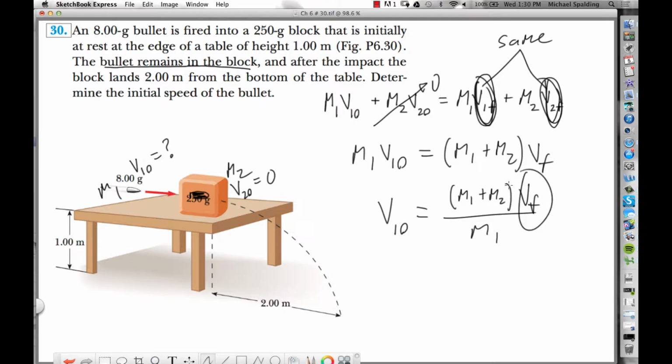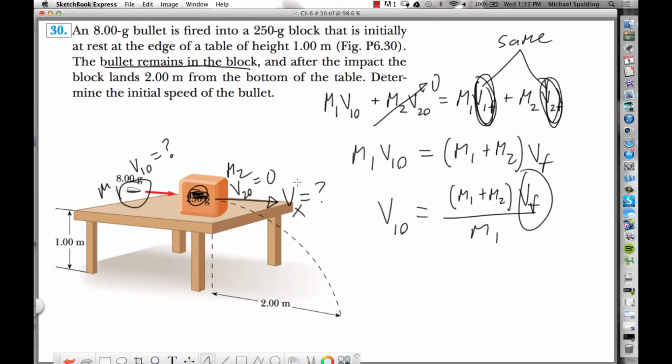V final. A very common thing, I've heard this 100 times, where kids think that V final is like down here. Is that what we mean by V final? Before it hits the ground? What we mean by V final is the velocity, the split second after the collision. So the bullet goes into the block, but then what happens? The bullet block combo flies off the table with some velocity that happens to be an x velocity.